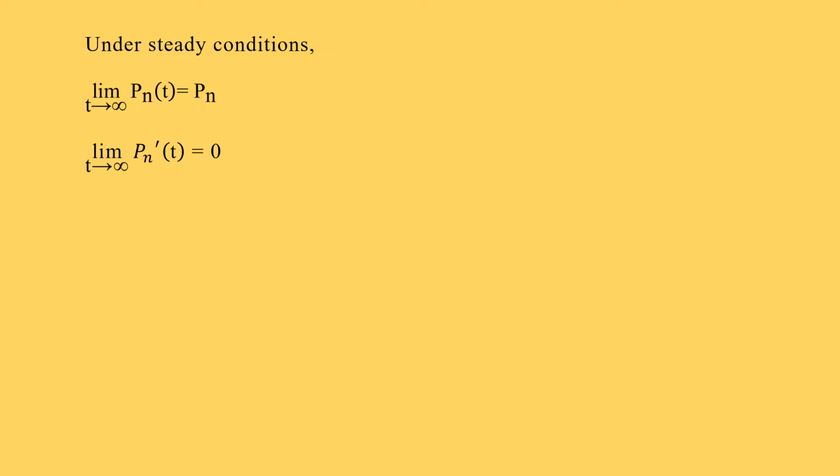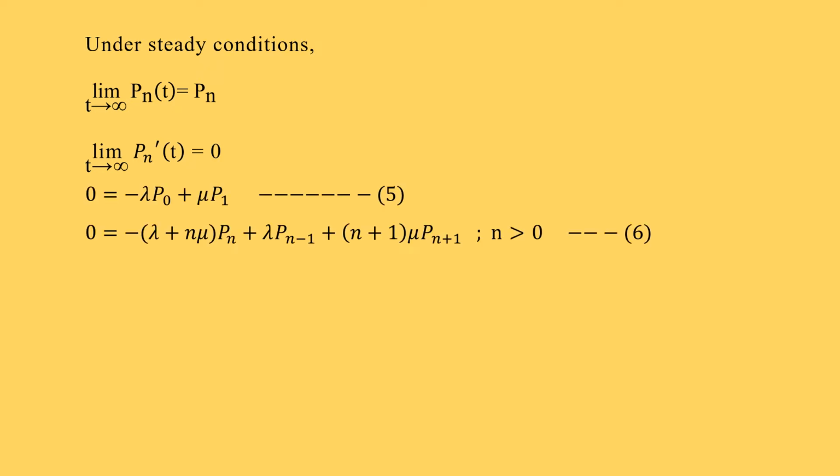If we incorporate these two steady state conditions in equations 3 and 4, we get equations 5 and 6. The left hand side becomes 0 because Pn dash t is 0, and on the right hand side you can see the bracketed t is gone from each and every value of probability.